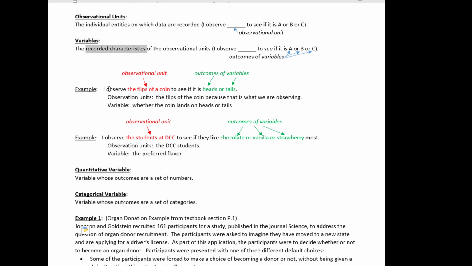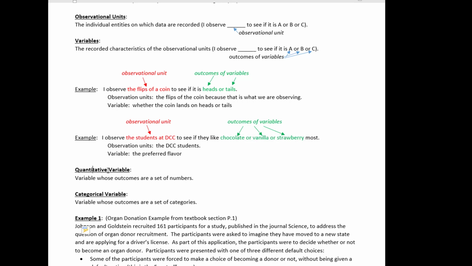So for example, I observe flips of a coin, that's the observational unit, and I record whether I get heads or tails, which is the variable. Another example, I observe students at DCC, which is the observational unit, and I record about them whether they like chocolate or vanilla or strawberry ice cream most. So that would be the variable. Again, observational unit is the thing you're observing, and the variable is what you are recording about that observational unit.